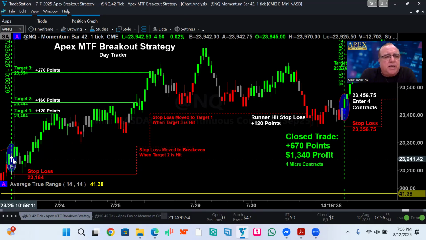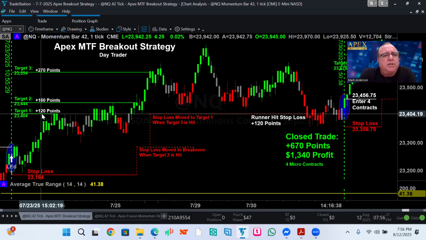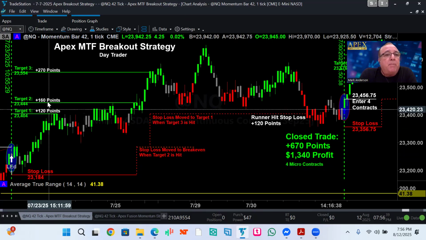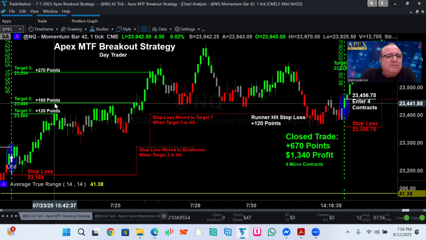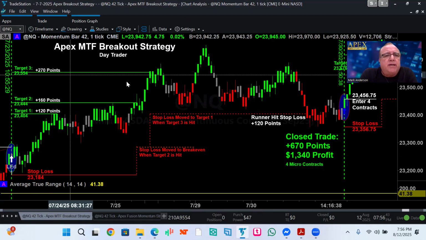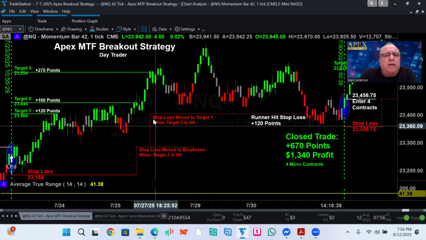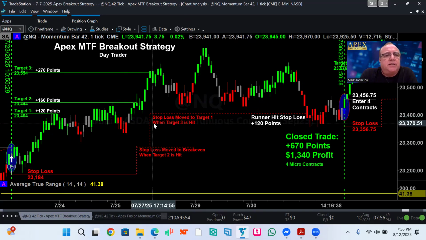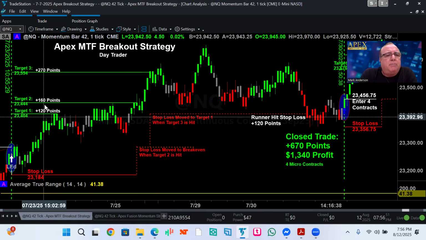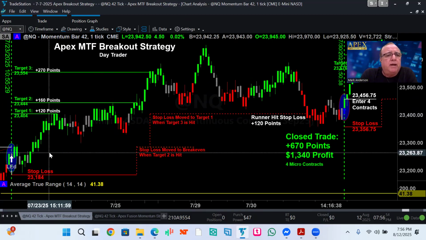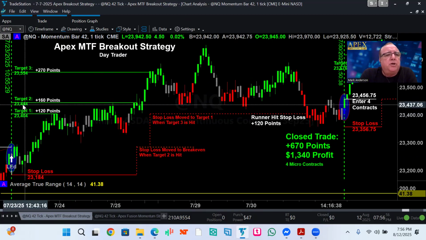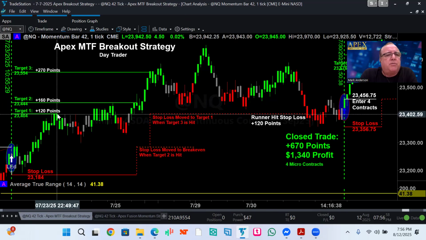Okay. And then it's a staggered strategy. So our first profit target is 120 points. Our second one is 160. The third one is 270. And then I have a runner. And the runner moves up automatically depending on the volatility and depending on how many profit targets we hit. So for example, as you can see here, of course, the first profit target gets hit. The second profit target gets hit.